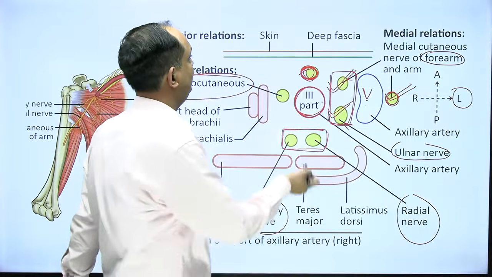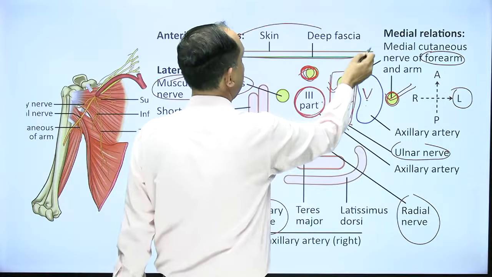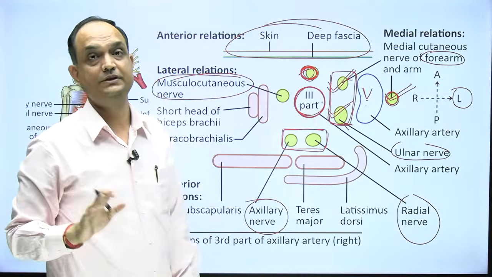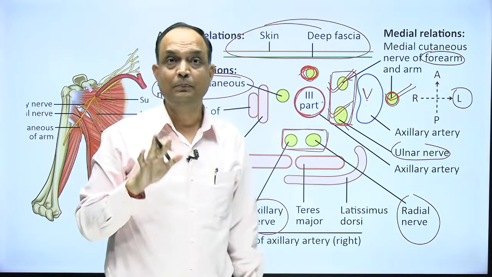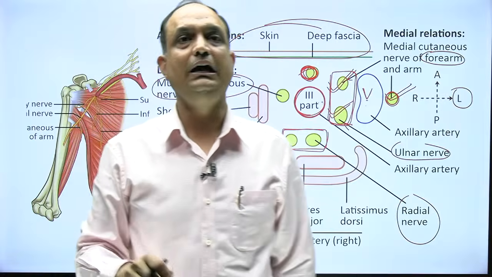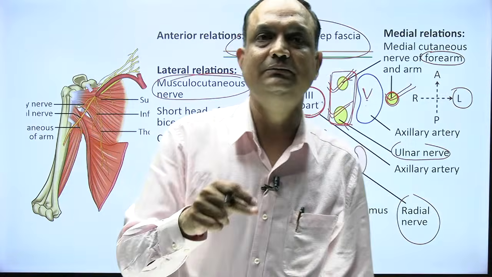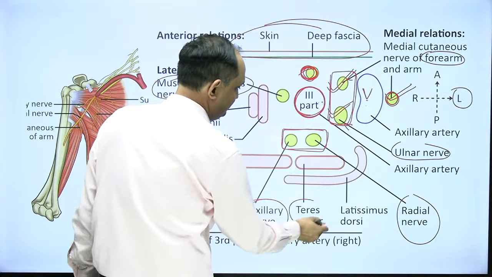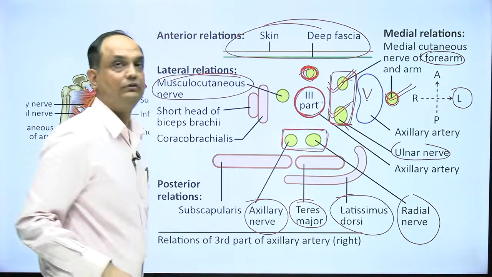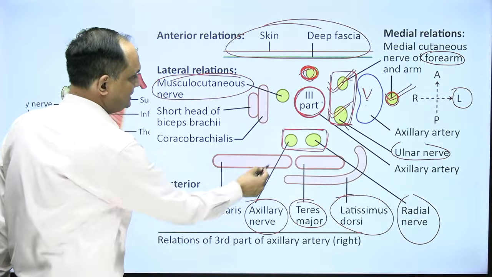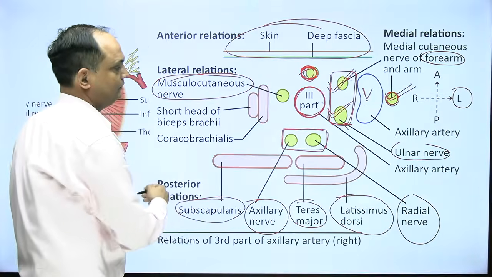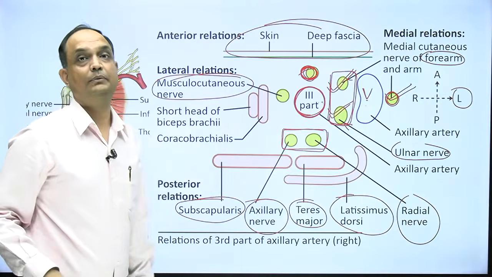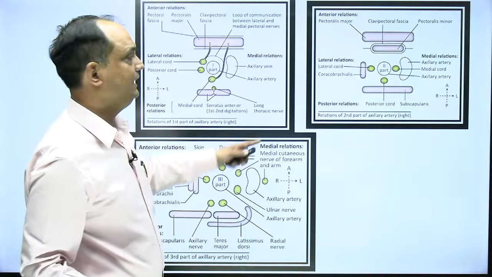Now, dear students, what about the muscles? Anteriorly you will have the skin and deep fascia and the lower portion of the pectoralis major, which you can draw. But when you go posteriorly you will have the two lower muscles, latissimus dorsi and teres major. So here you will have teres major and latissimus dorsi. And you will have some component of subscapularis. So this is how you are able to understand all these three diagrams.